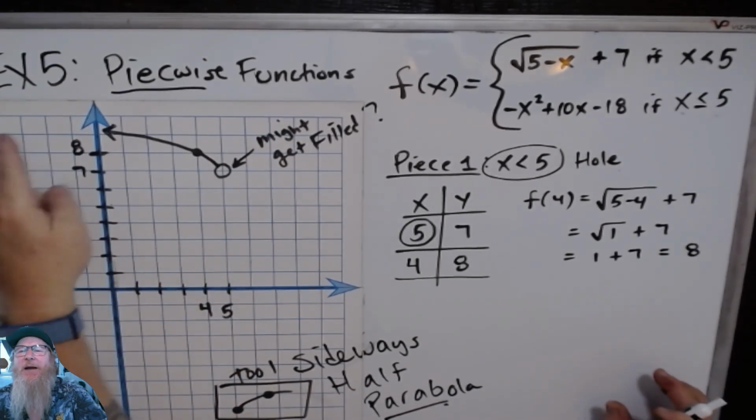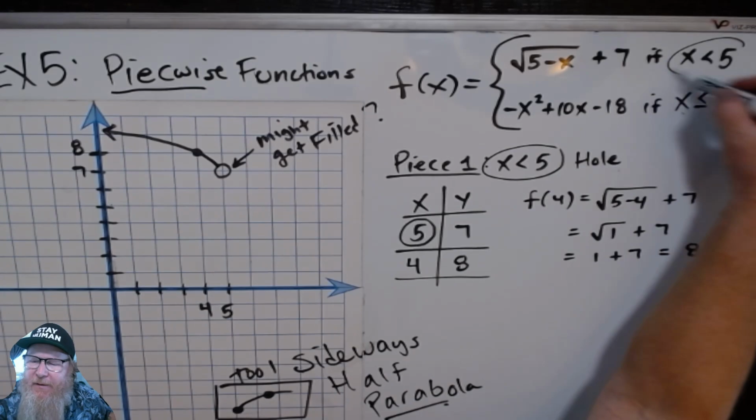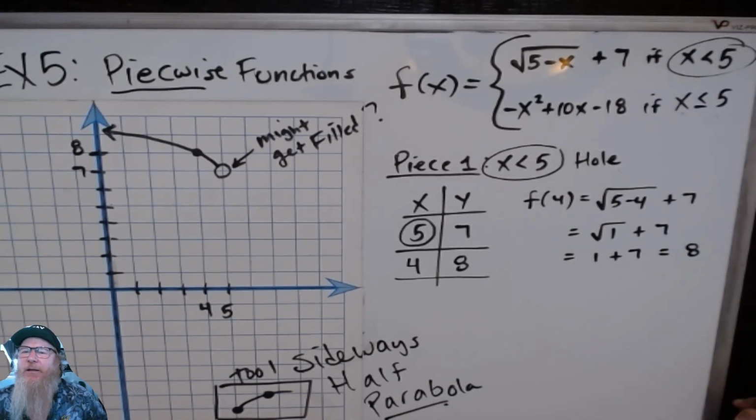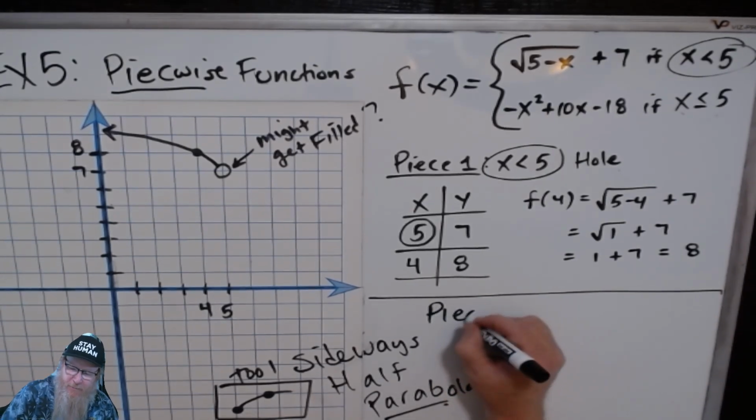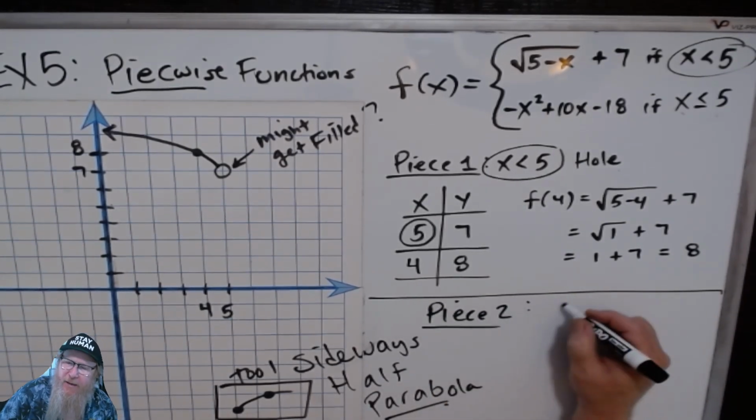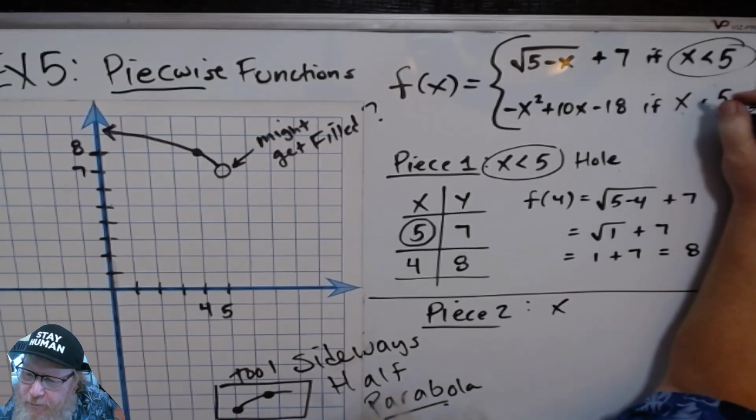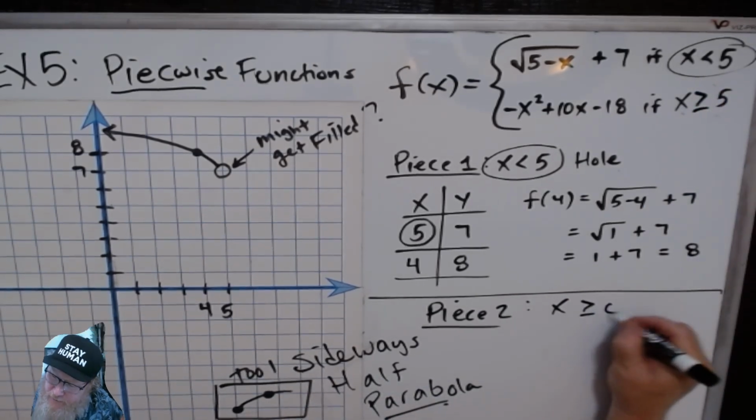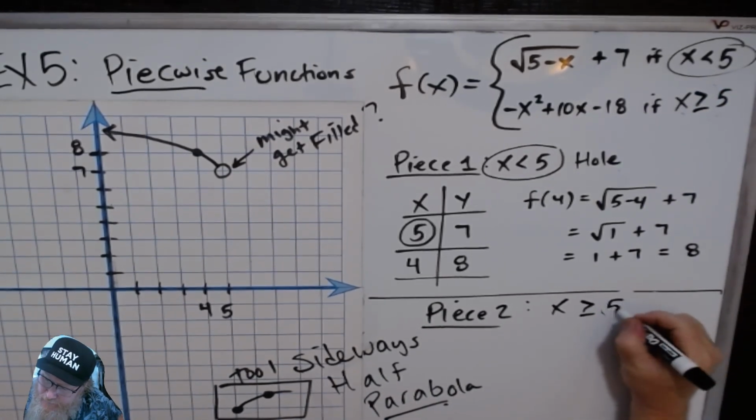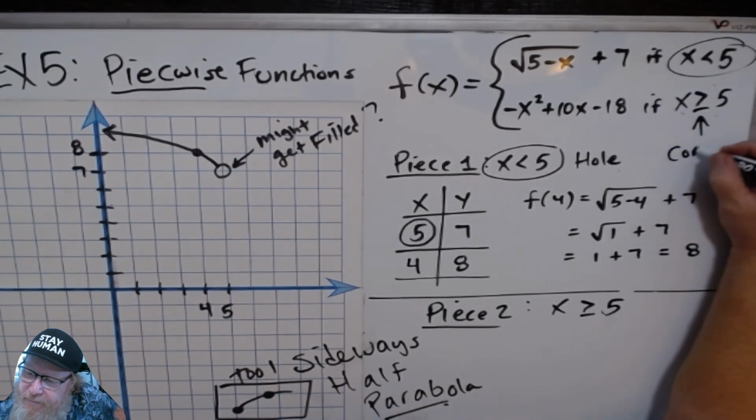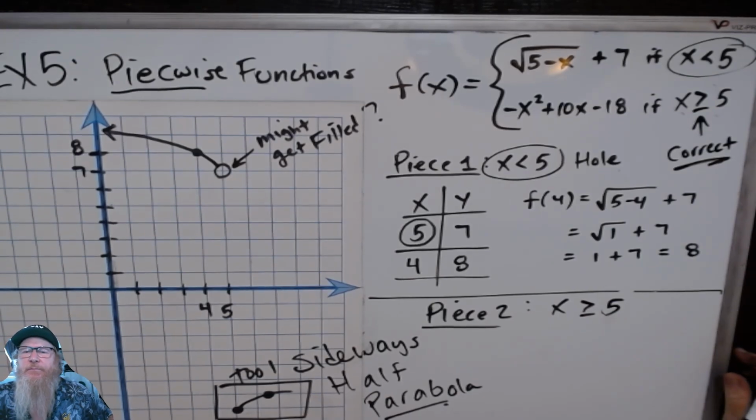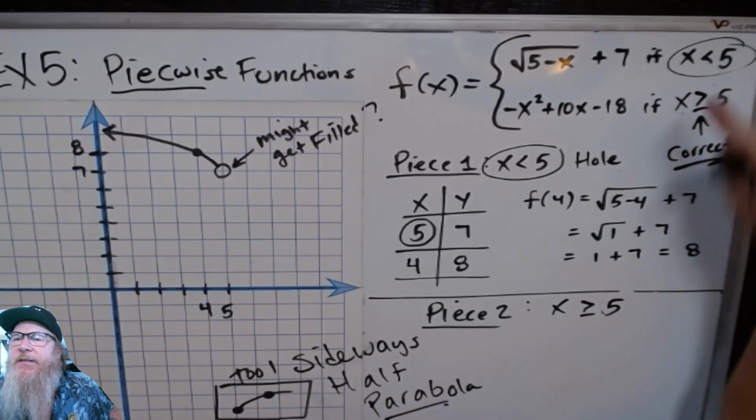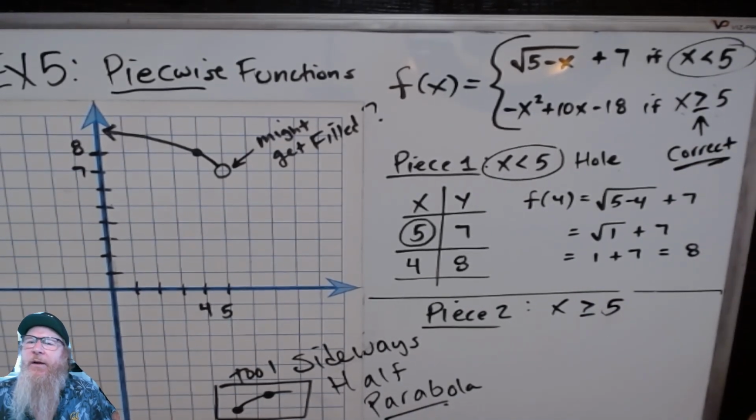It doesn't really matter which way it points. That depends on the equation, the inequality that you have. All right, I better move on to piece 2. So piece 2, x is greater than or equal to 5. I wrote that one backwards. Correction. I was too busy talking and didn't notice that I had written that one backwards.